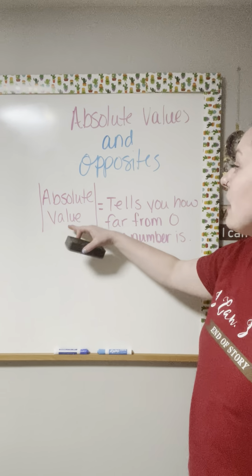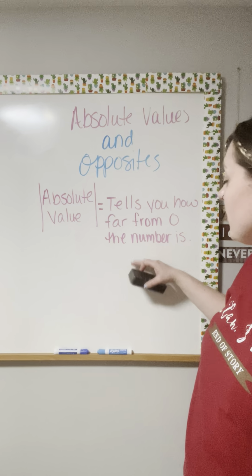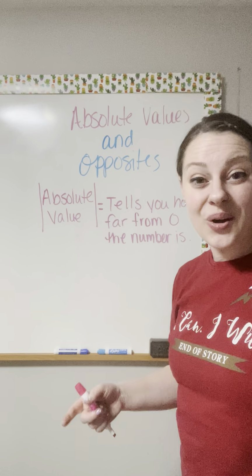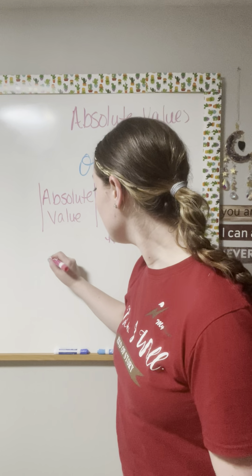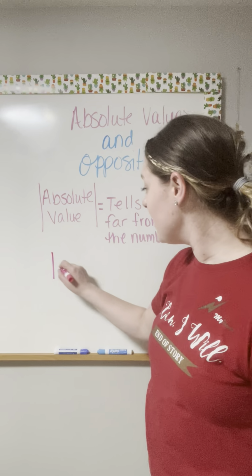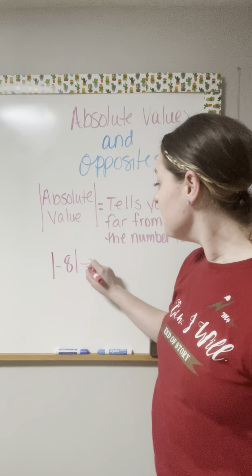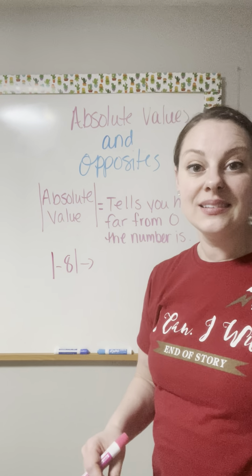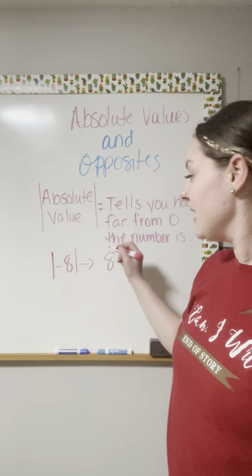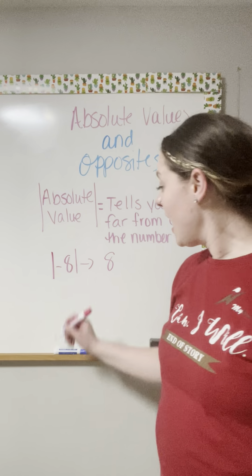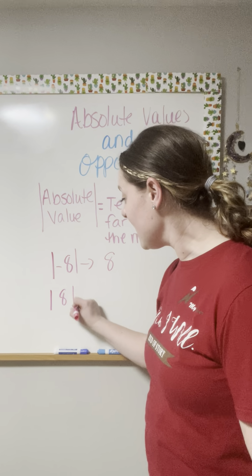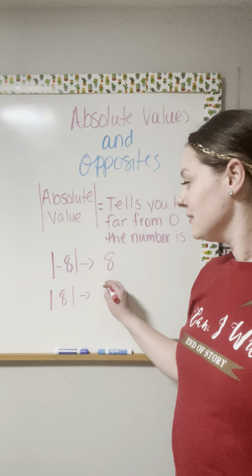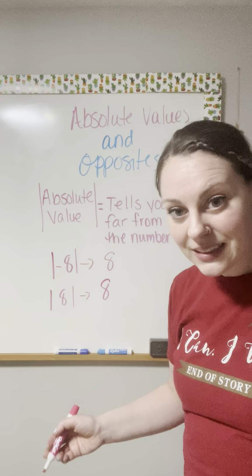So here we go. Absolute value, it tells you a distance, how far it is from zero. So sometimes I'll be telling my kids, y'all, just think of it like this. The absolute value of -8 means how far from zero is -8? It's 8. Okay, here we go. Ready? The absolute value of 8. How far from zero is 8? It's 8. That's all there is to it.